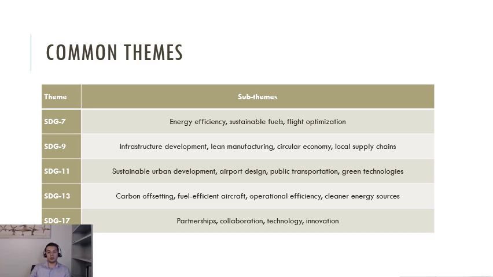Furthermore, the focus of this research paper was strictly aviation, and therefore a sub-theme analysis for each SDG in aviation reveals what you see in the table. For SDG 7, aviation can focus on energy efficiency, sustainable fuels, and flight optimization. For SDG 9, they can focus on infrastructure, lean manufacturing, circular economy, and local supply chains.